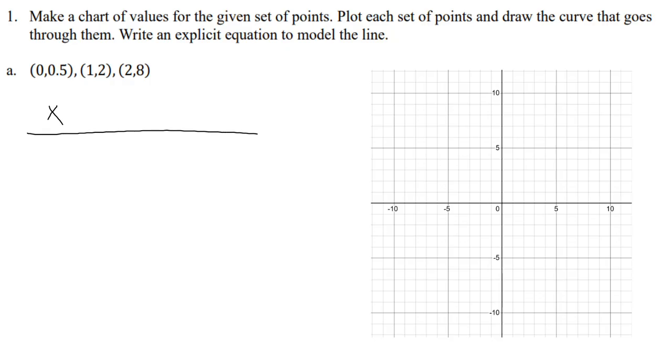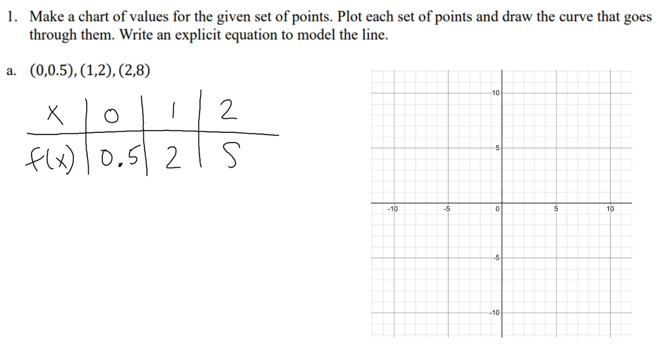So here's x, and I guess we'll do f of x this time again. We have x values of 0, 1, and 2. Those are our first values in each of the coordinate pairs. And then we have 0.5, 2, and 8.